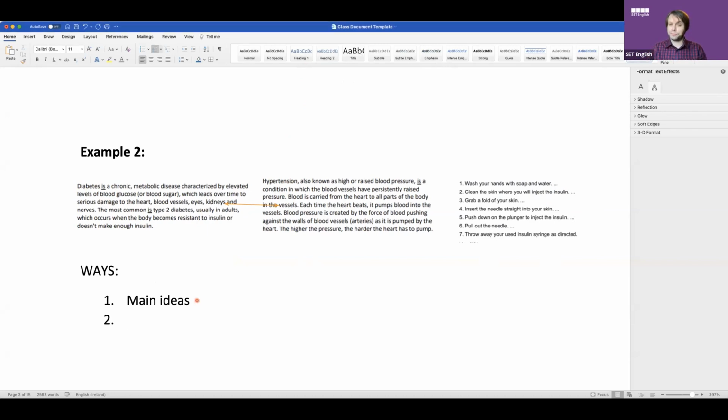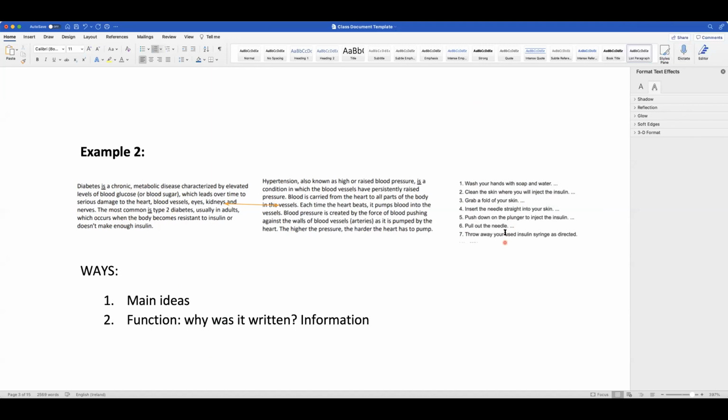What do I always say? Function. If two of them are quite similar, like these two, I can look at functions. What's the function of this one? Information. Why was it written? It was written to give information. Yeah, information. What about this one? What's the function of this? Instruction. It's instructions, right? Why was it written? To give instructions. Okay, we're going to practice this a bit more today, and I'll talk a bit more about this.